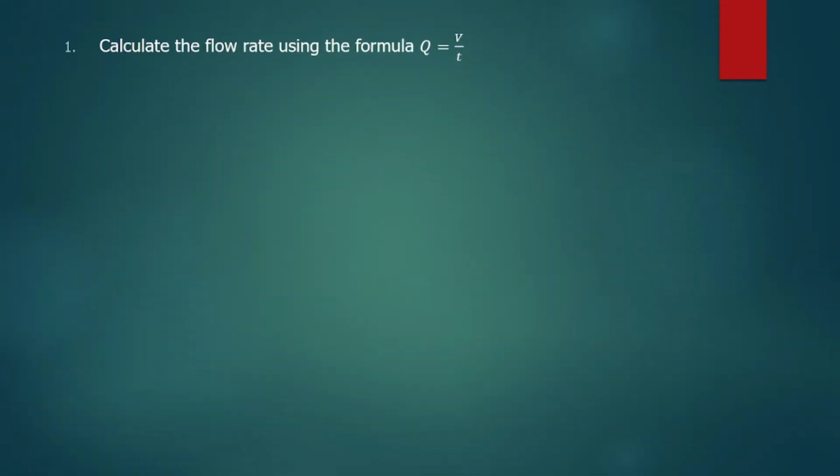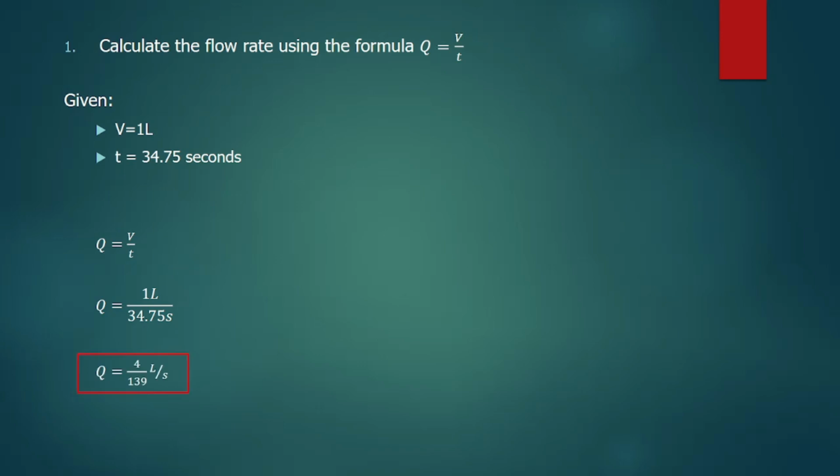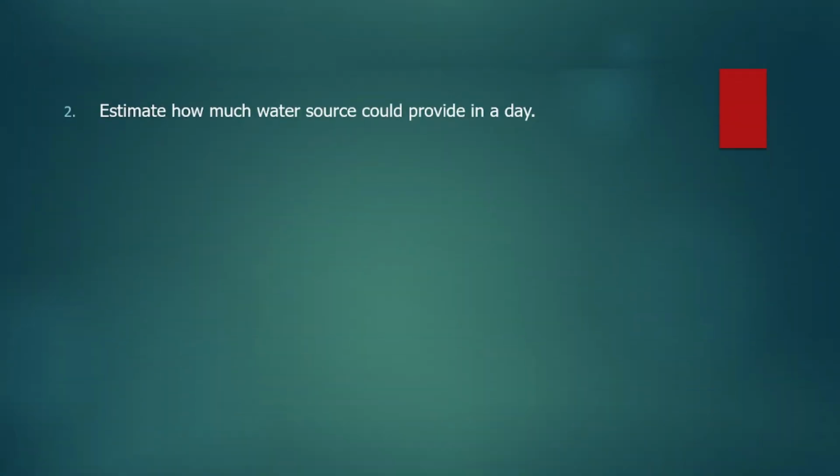First, we need to solve for the flow rate. The given values are the volume of the measuring cup, which is 1 liter, and the time it took for the big container to fill up the measuring cup, which is 34.75 seconds. Substituting these values to the formula, we have 4/139 liters per second.